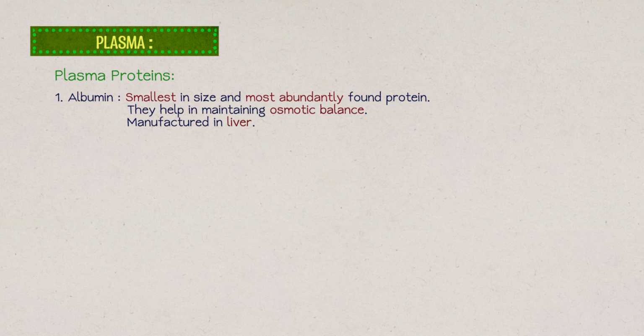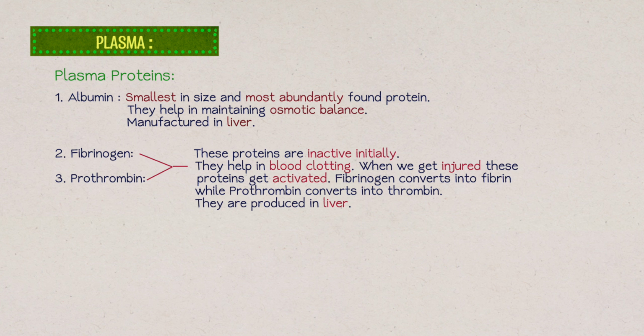Some important proteins that plasma contains are albumins. These are smallest in size and the most abundantly found proteins. They help in maintaining osmotic balance and water retention in the body. They are produced in the liver. Next, fibrinogen and prothrombin. These proteins help in blood clotting and are inactive initially. When we get injured, these proteins get activated, which converts fibrinogen into fibrin and prothrombin into thrombin. They are produced in the liver.